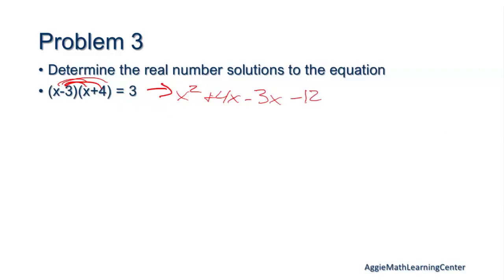Equals 3. Then we want everything on one side, so what is our next step? Combine like terms. So we're going to subtract 3 from this side. We have x squared plus x minus 15 equals 0.